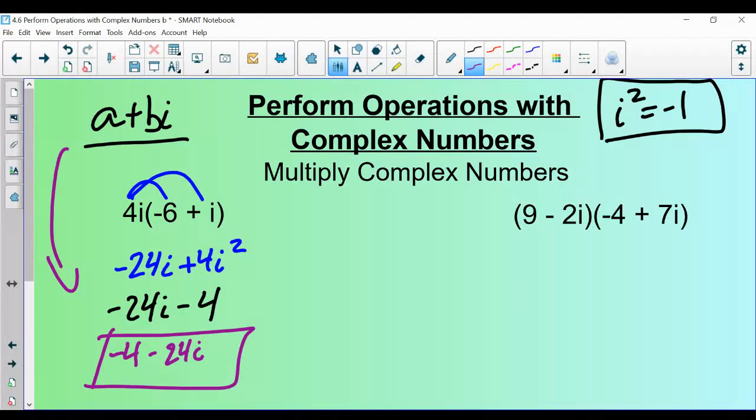Very similar here. I would encourage you to pause it and try this. This is going to be a problem where you have to FOIL it, combine your like terms, and remember that i squared is equal to negative 1. Let's go ahead and try.